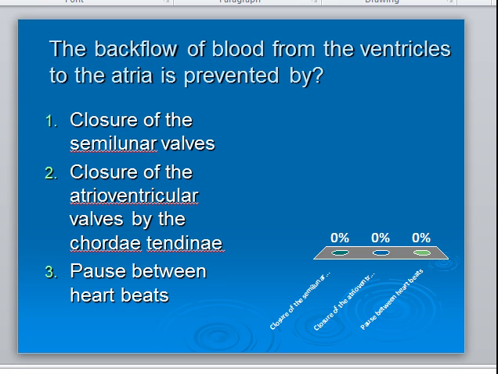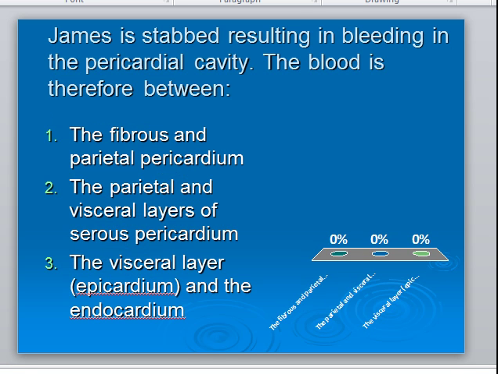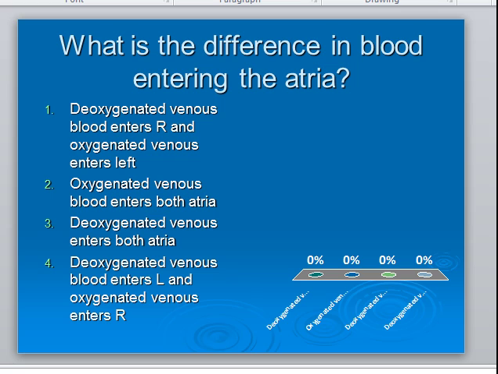So now let's just go back and look at the correct answers. So we did this one. So let's look at this. What is the difference in blood entering the atria?